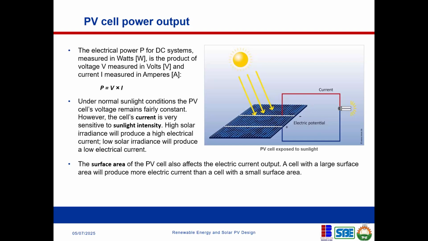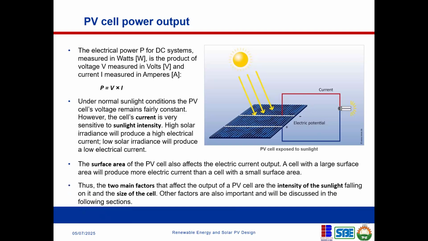Another thing that also increases your output from your PV module is the surface area. The surface area of the PV cells also affects the electric current. A cell with a larger surface area will produce more electric current than a cell with a smaller surface area. So if you have a PV module or a PV array that has a bigger area, it is expected that you generate more electricity. Thus, the two main factors that affect the output of a PV cell are the intensity of the sunlight falling on it and the size of the cell. Other factors are also important and will be discussed in the following section.